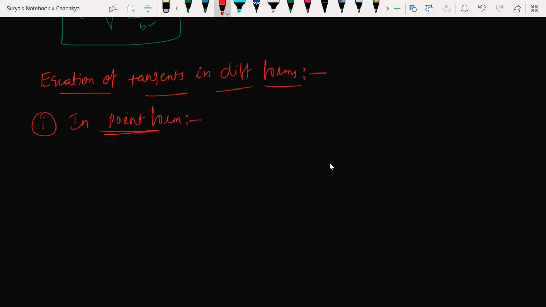What is the tangent equation of the ellipse in point form? Look, x1 by a square plus y1 by b square is equal to 1. Sir, how did you get this? Beta, no problem. Take an ellipse, I'll tell you a simple way.